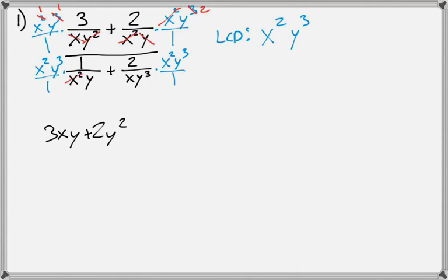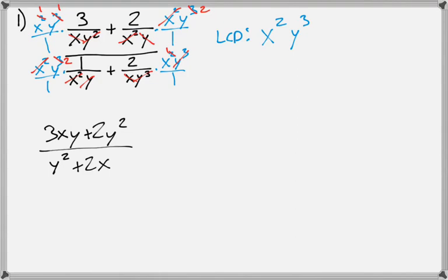With the bottom one, x squared is going to cancel out, and y is going to cancel out with one of those, leaving y squared. And in the bottom right fraction, x is going to cancel out with one of those, and y cubed is going to cancel out. So that's going to be plus 2x.